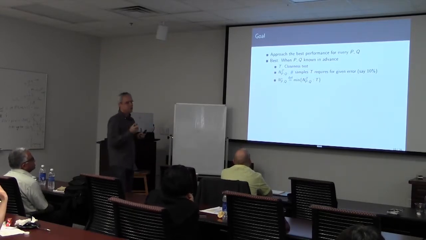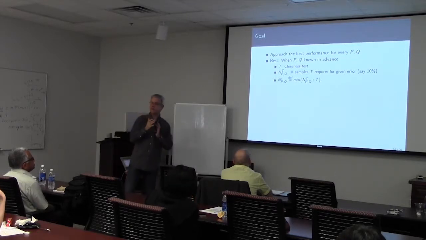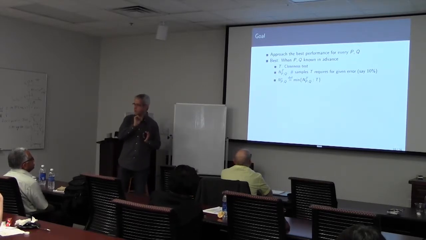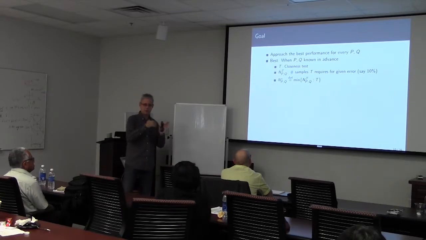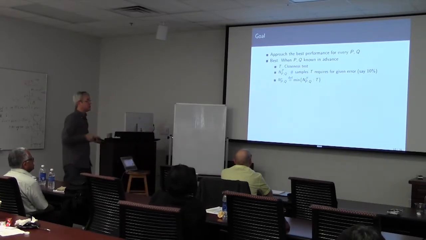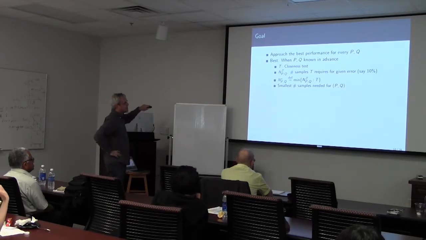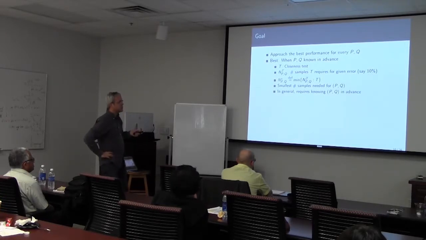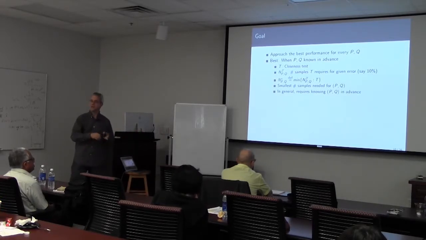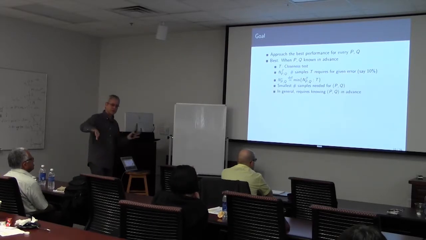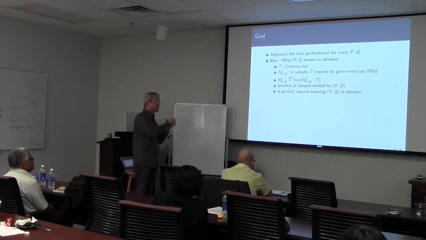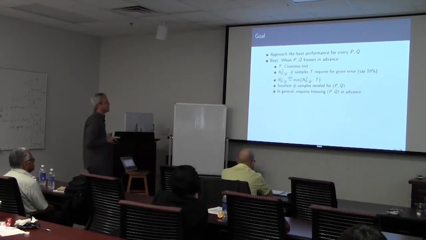You could see from the previous examples that we gave that the tests may depend on P and Q. So in general, if you know P and Q, you will design a different test. And N star of P, Q is the smallest number of samples that are needed for P and Q. And in general, to achieve this number, you need to know P and Q in advance. You cannot just use one algorithm and do it for all P, Q. You need to know P, Q, and design something specific to get to N star of P, Q.